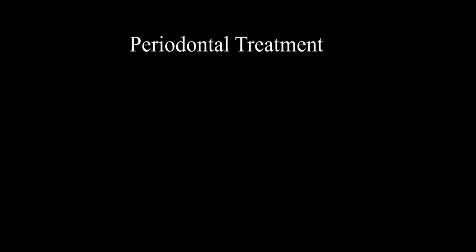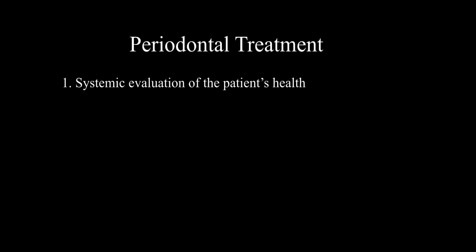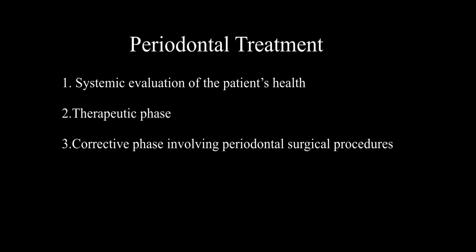First of all, we have to know that periodontal treatment is basically going through systemic evaluation of the patient's health, and this is what we do in the clinics through gathering information: medical history, family history, social history, dental history, and then the periodontal charting and examination, and then the therapeutic phase to control any active disease, followed finally with the corrective phase involving periodontal surgical procedures. And the most important part is the maintenance phase that should be ongoing.